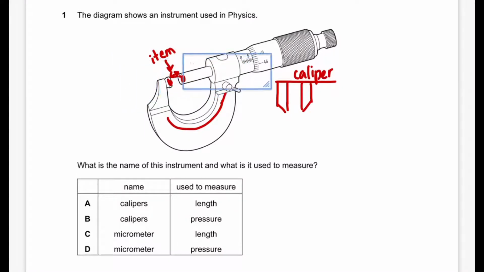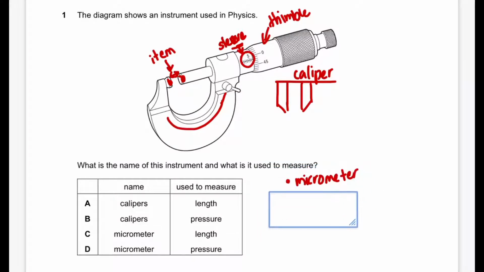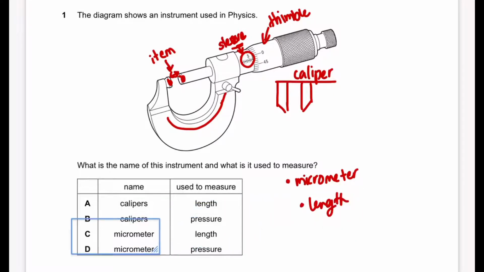We also know that this micrometer is used to measure length. Length, how do we know? It's from this sleeve, the feature sleeve over here, and another feature from here is called the thimble. So, first is micrometer. The second one, it is used to measure length. Therefore, the answer is C.